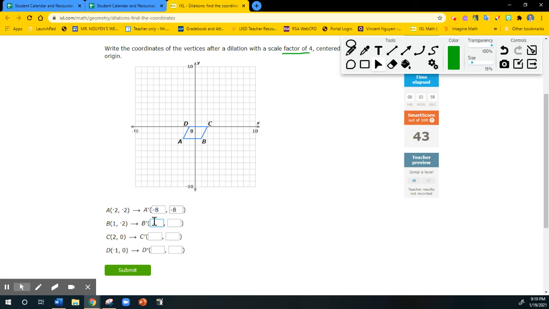1 times 4 is 4. -2 is -8. 2 will become 8. 0 will stay 0. -1 times 4 is -4. And 0 will stay 0. Now please notice that these are locations, okay? These are not the length of the figure. These are the locations of the vertices, right? So try to remember that.